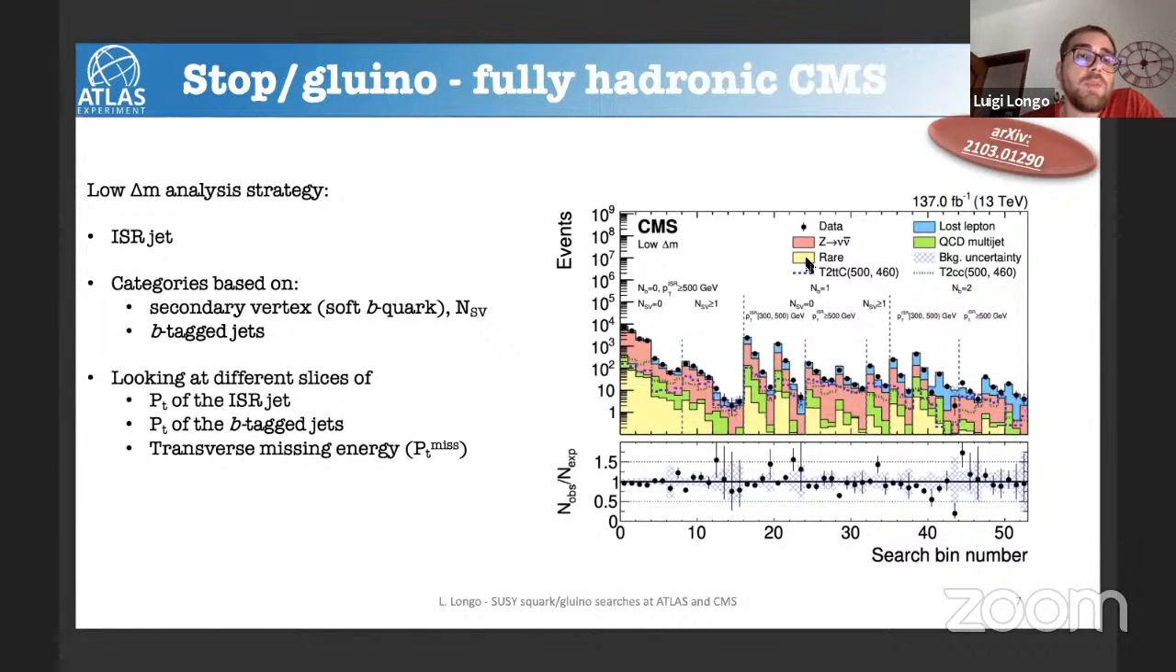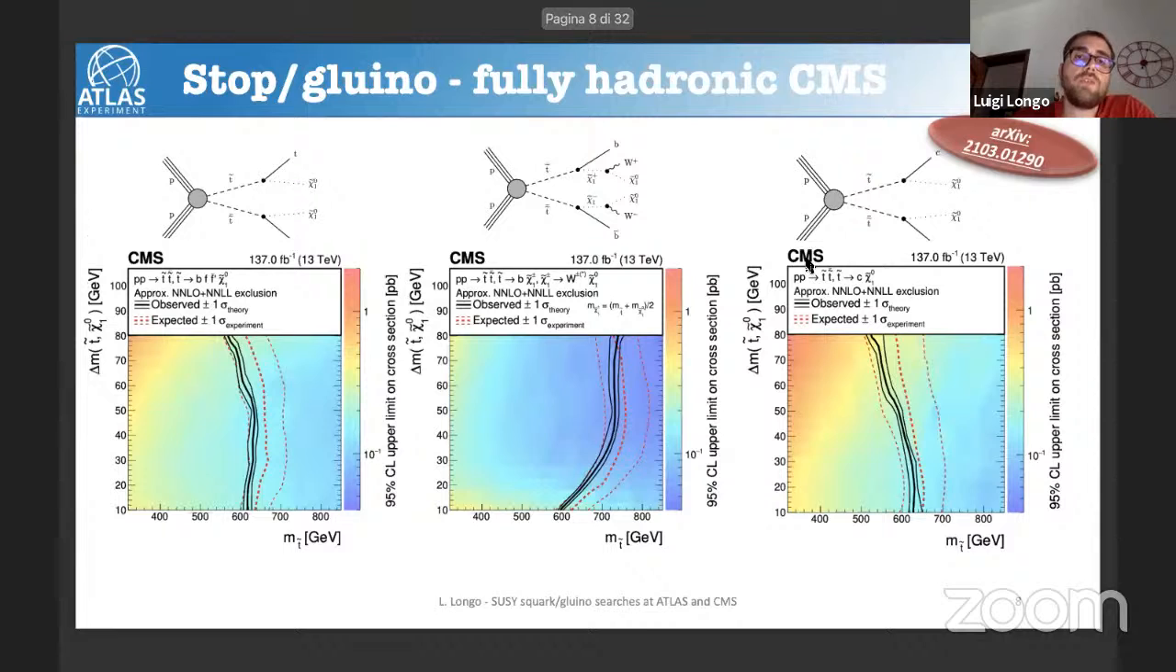Here an ISR jet was required, and different categories were defined based on the presence of the secondary vertex or the b-tagged jets. Then they were looking at different slices of pT for the ISR jet, the b-tagged jets, and also the transverse missing energy. On the right, there is the histogram comparison for the various signal regions that have been defined. As you can see, there was no significant excess. So for this reason, exclusion contour plots were produced.